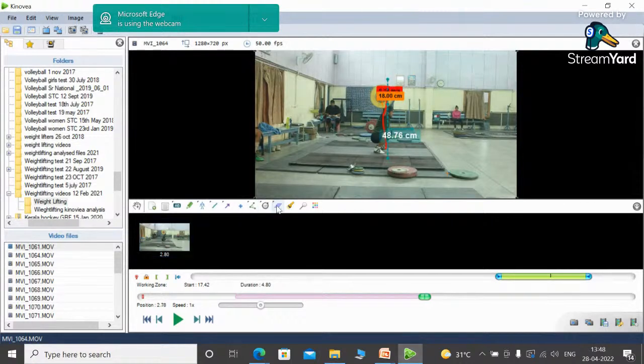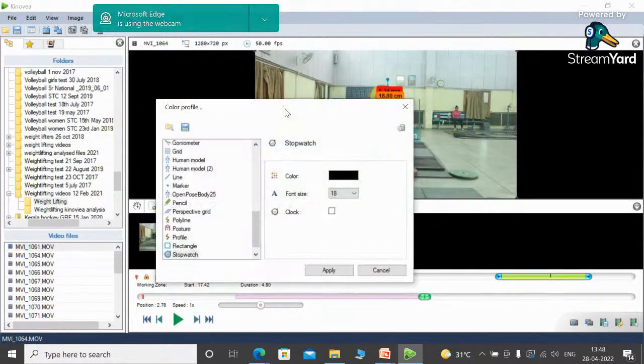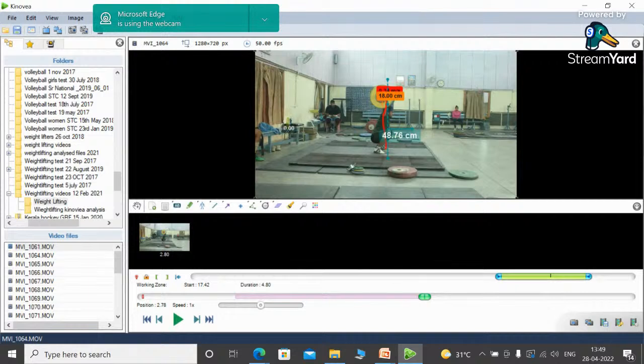Again, it has a stopwatch feature also. If I right click, I can start the stopwatch whenever I want, for whichever phase I want to measure. Suppose I want to measure the first pull, so I will place the stopwatch and label it as first pull, as I've shown in the videos, and then you can work on that. So this is a simple demonstration of Kinovea software.